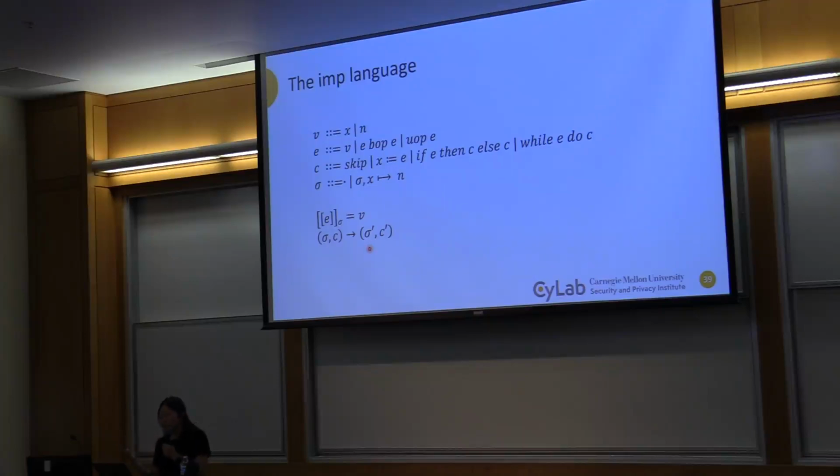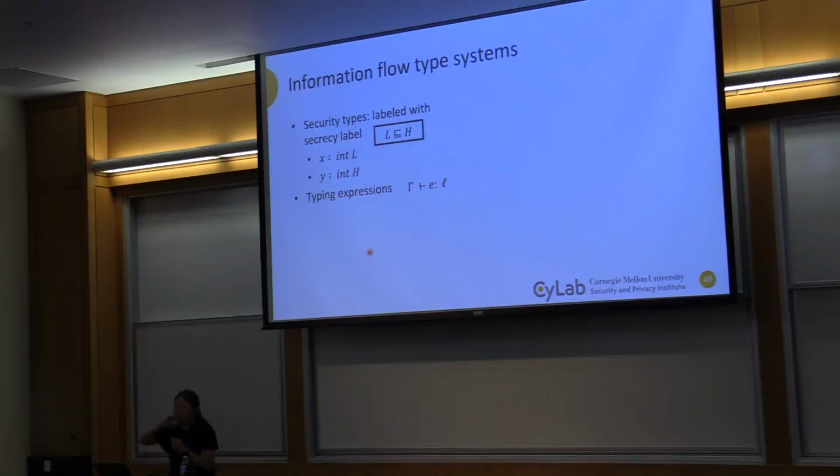I'll write it later when we actually do proofs, but you can imagine that skip does nothing, assignment updates the store, and so on and so forth. Okay, so the interesting part is this information flow type system.